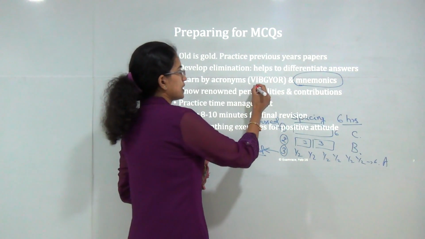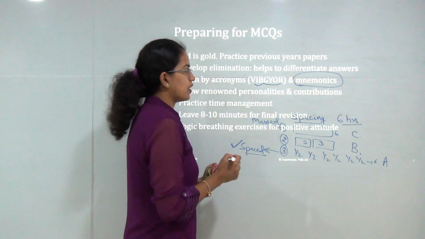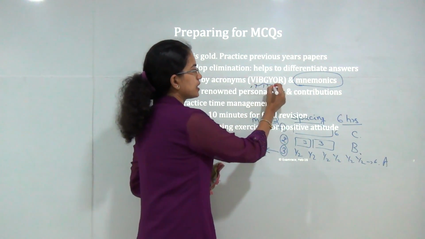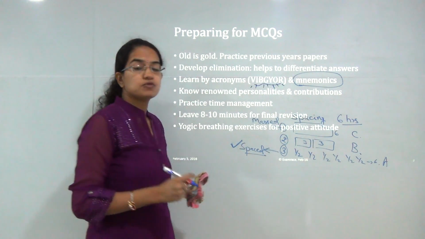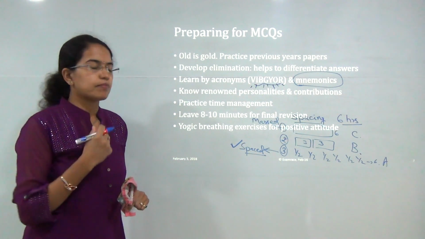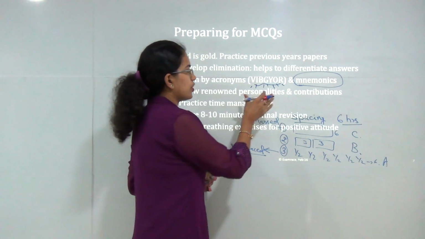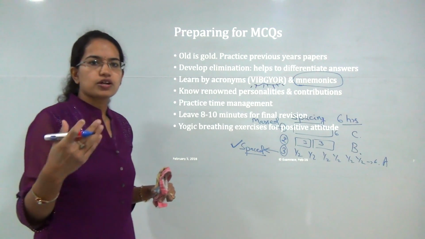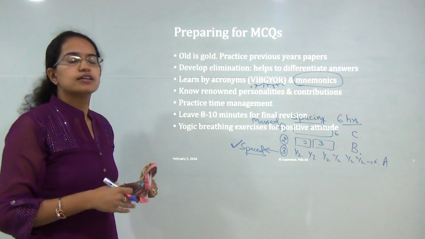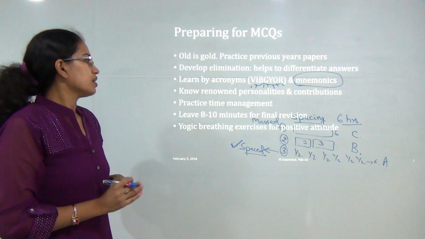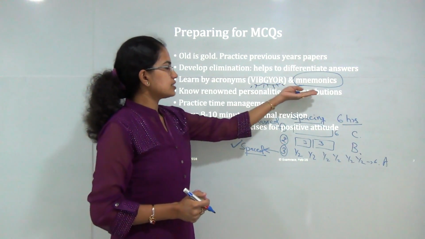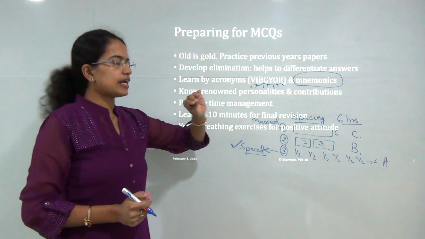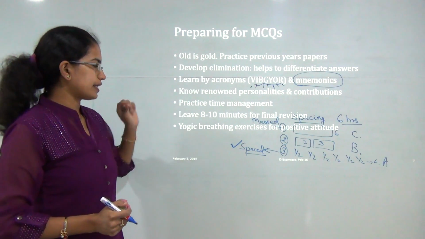But if I have an acronym with me which says VIBGYOR, violet, indigo, blue, green, yellow, orange and red, it becomes very easy for me to remember it. So similarly, for all other concepts which require a lot of extensive learning, for example, the periodic table in chemistry. Those are some things where you can easily apply mnemonics and learn better.